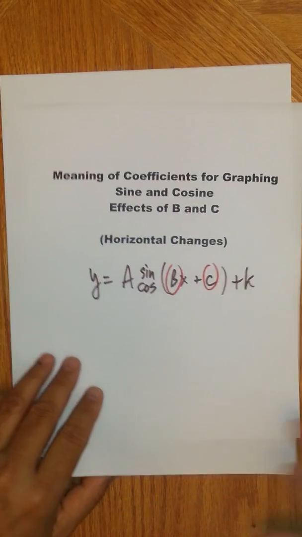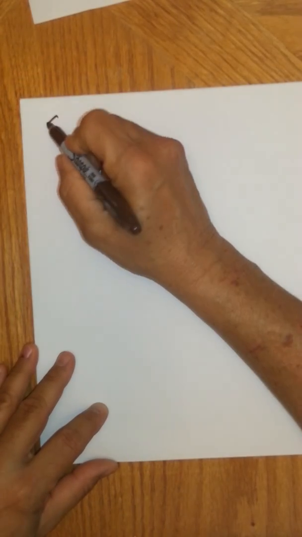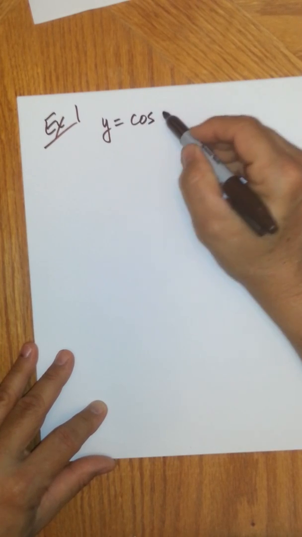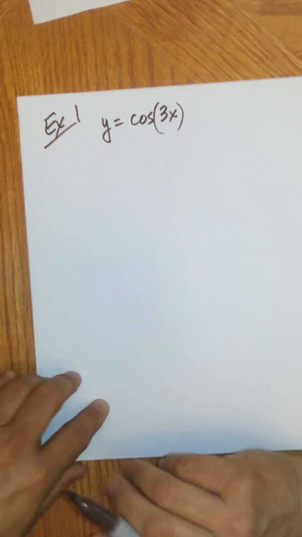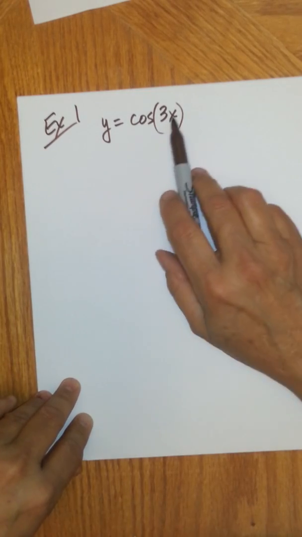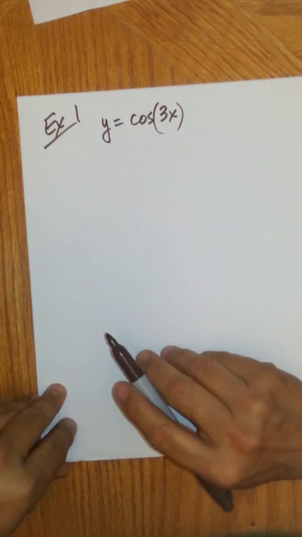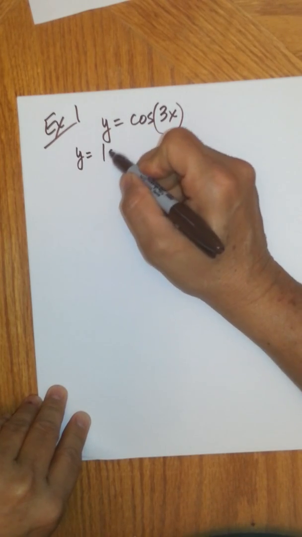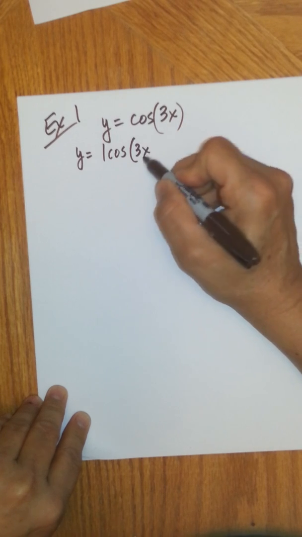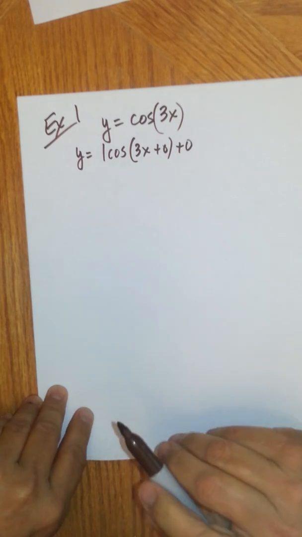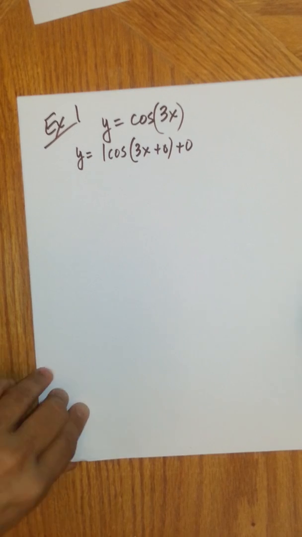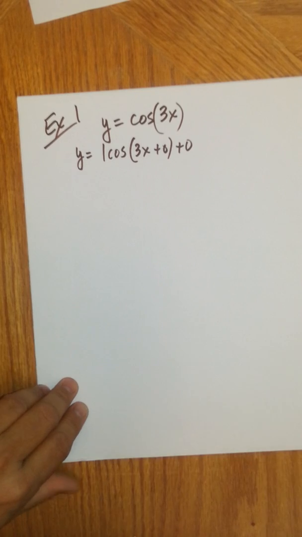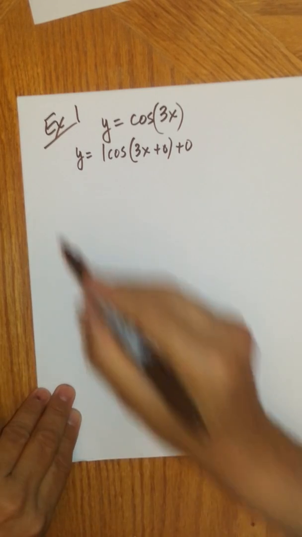All right, so let's look at our first example, which is what this video is on. Y equals cosine of 3x. Now notice there are parentheses here because the argument isn't just x. I could look at this as y equals 1 cosine 3x plus 0 plus 0, to be able to recognize my coefficients. Now I'm going to show you two methods. Both are equally as effective. I tend to prefer this first one that I do, but really it doesn't matter. You can do it either way.